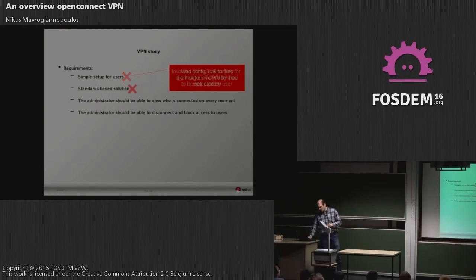So our next requirement was to rely on a standards-based solution. It was not covered by OpenVPN either, because although OpenVPN uses TLS for the key exchange, everything else after the key exchange was a custom new protocol. I mean, maybe it's secure, but I don't know.